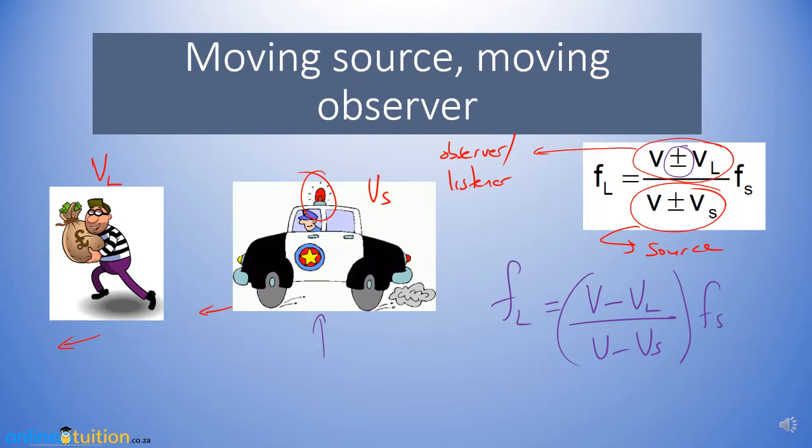Both minus signs. Why? The top is running away, so he'll perceive a smaller frequency if the car was stationary. But the car is moving, and so to take care of that, let's look at the denominator. The car is moving towards the observer, which is the robber in this case. So if he's moving towards, the distance is decreasing, so we use a minus sign because the overall frequency from that point of view should be larger.